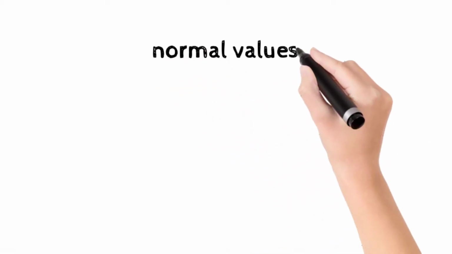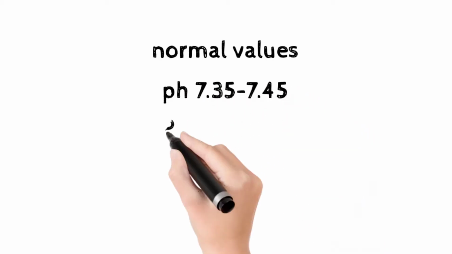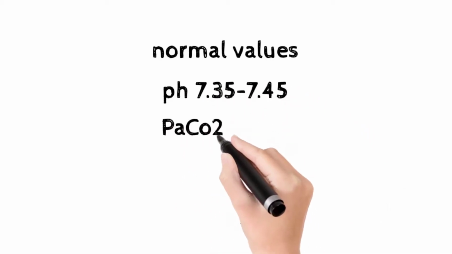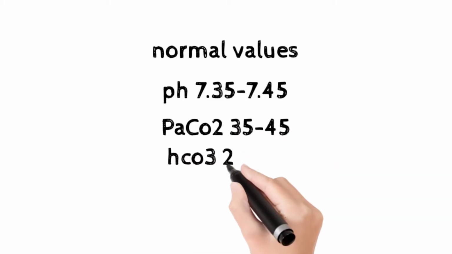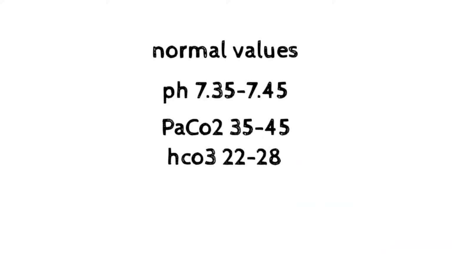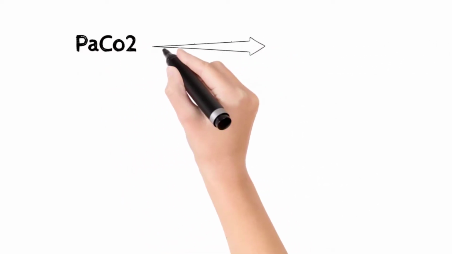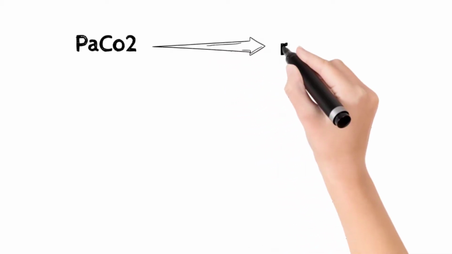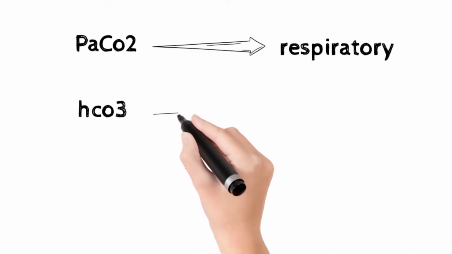Let's move on to the normal values. pH is 7.35 to 7.45. PaCO2 is 35 to 45 and HCO3 is 22 to 28. Normally PaCO2 represents the respiratory and HCO3 will represent the metabolic.